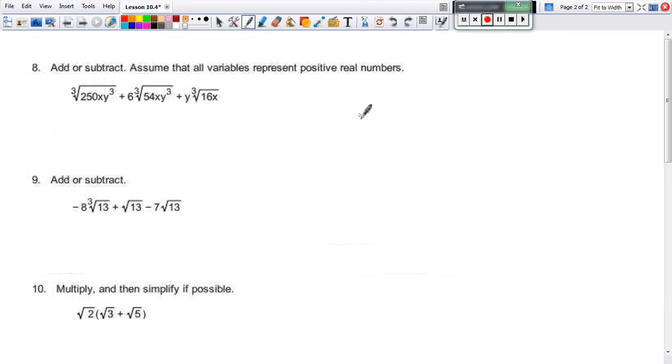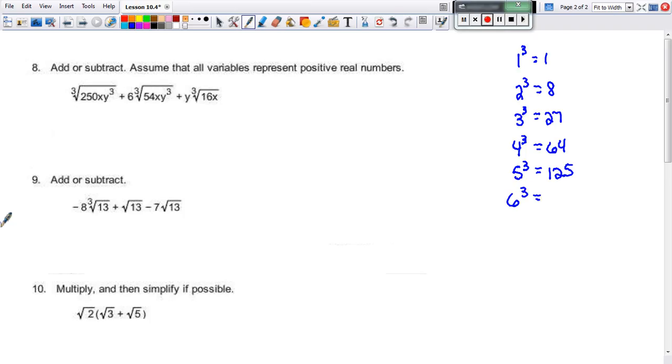Okay, cubed roots again. So 1 cubed is 1, 2 cubed is 8, 3 cubed is 27, 4 cubed is 64, 5 cubed is 125, 6 cubed is 216, 7 cubed is 343.